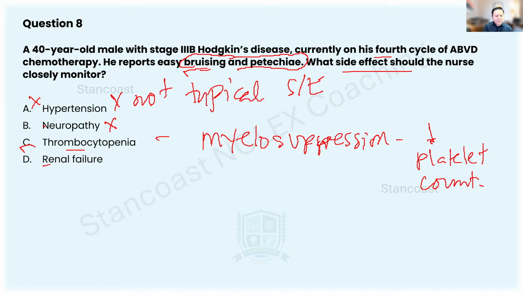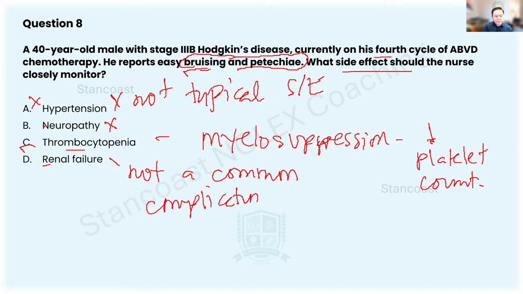What about letter D, renal failure? It is not a common complication of ABVD. So we have to choose the thrombocytopenia. It's because there is myelosuppression in the chemotherapy. All right, let's pick this one.